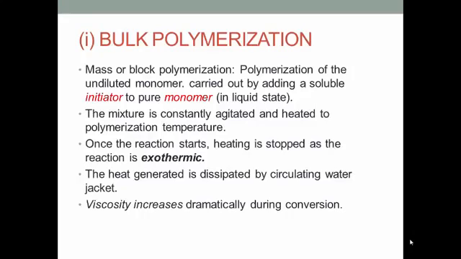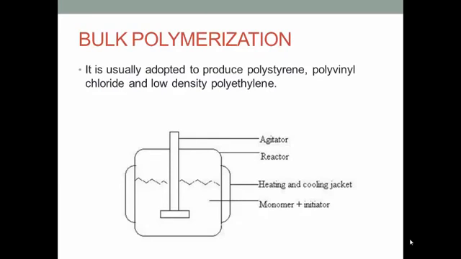Once the reaction starts, the heating is stopped and the reaction is exothermic. The heat generated is dissipated by a circulating water jacket. Viscosity increases dramatically during conversion. An agitator is used to stir, and a reactor chamber is used for this entire process. Heating and cooling jackets are used to control the temperature, and monomer plus initiator are used to form polymers like polystyrene, polyvinyl chloride and low density polyethylene.